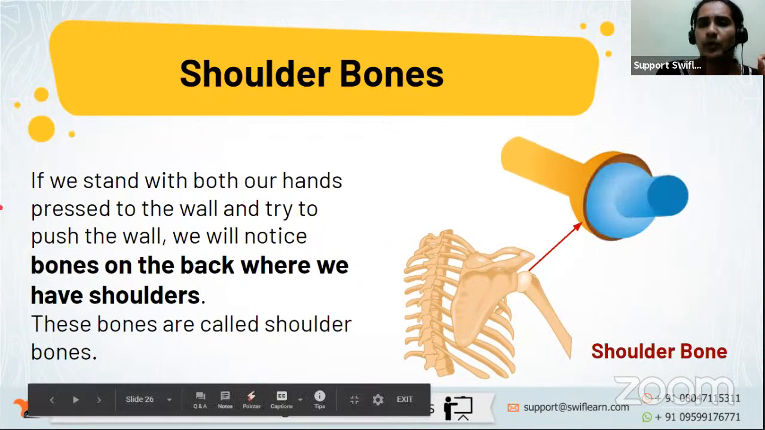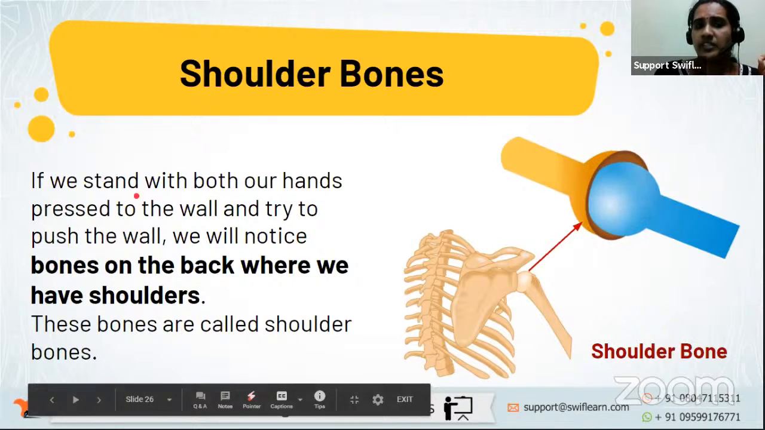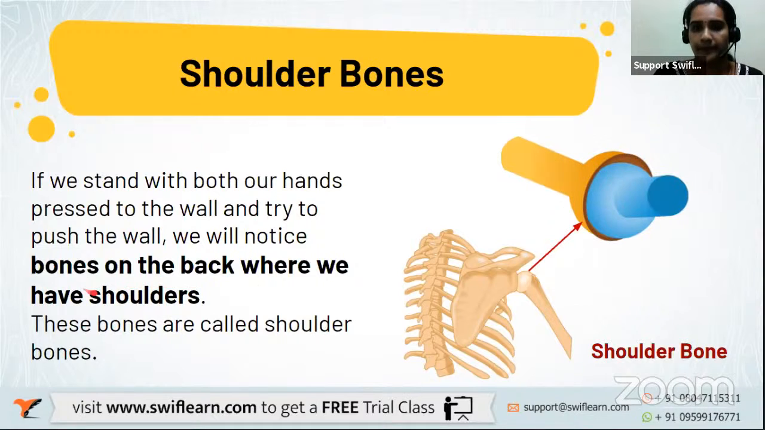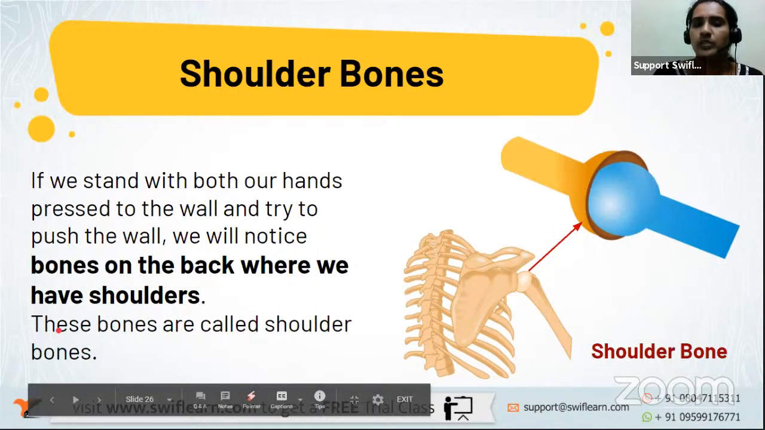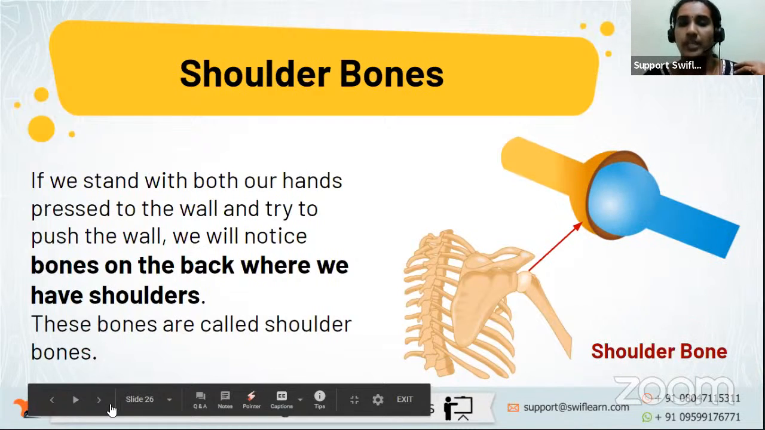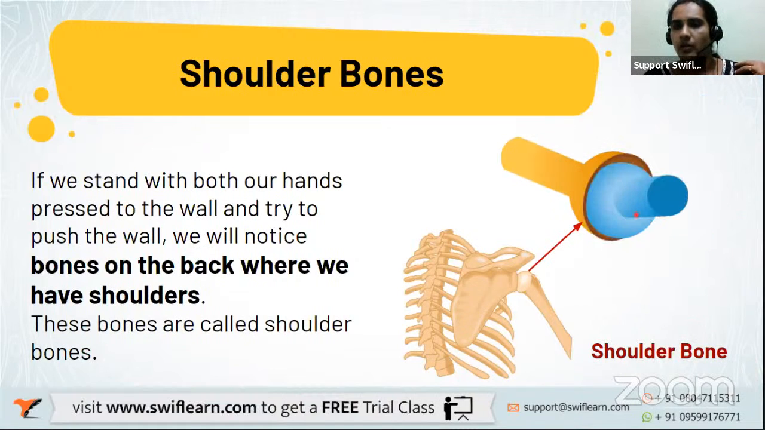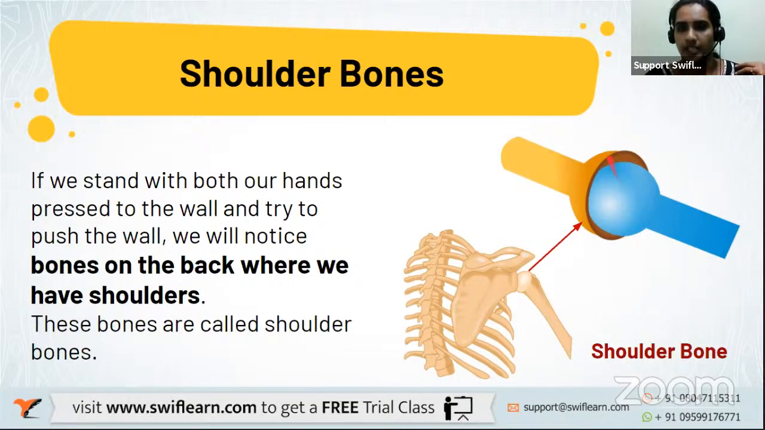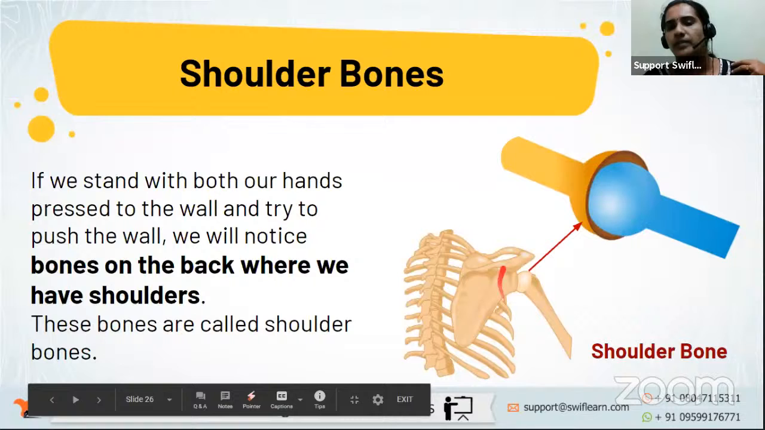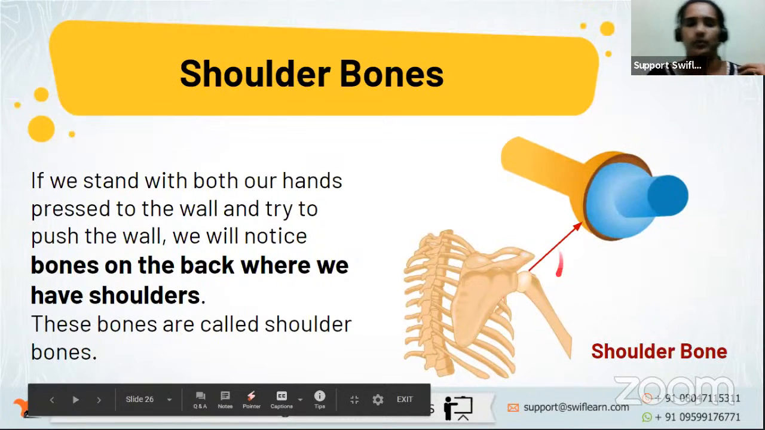So for the shoulder bone, if we stand with both our hands pressed to the wall and try to push the wall, we will notice bones on the back where we have shoulders. These bones are called the shoulder bone. Understood? So that's about the shoulder bone. You can see here, this is a ball and this is a socket. The ball and socket joint is here, and this is a part of the shoulder bone.